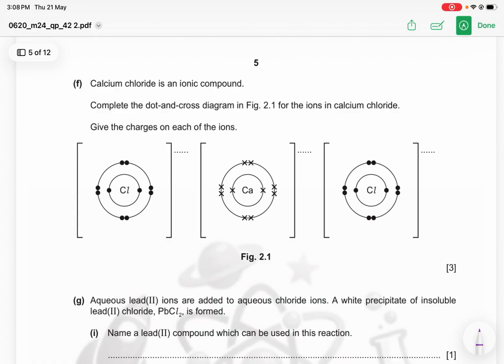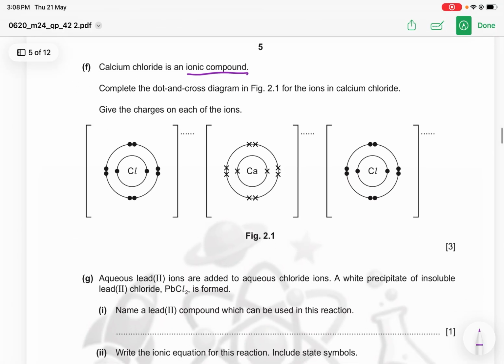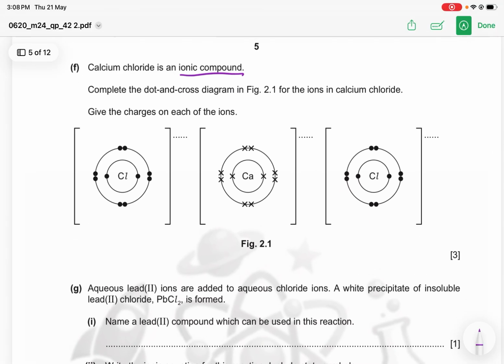Next, calcium chloride is an ionic compound. It is clearly mentioned. We have to complete the dot and cross diagram here. In this case, we can use the periodic table if you are not able to directly understand what the charge will be and how many shells you have to draw. Calcium has atomic number 20, so its electronic configuration will be 2, 8, 8, 2, whereas chlorine has atomic number 17, so the electronic configuration is 2, 8, 7.